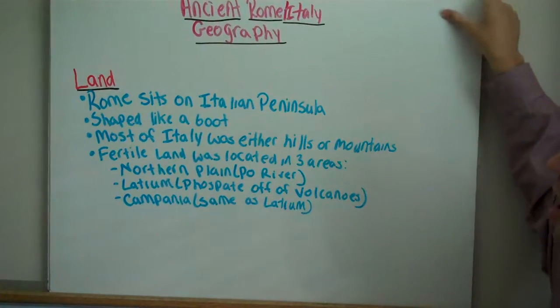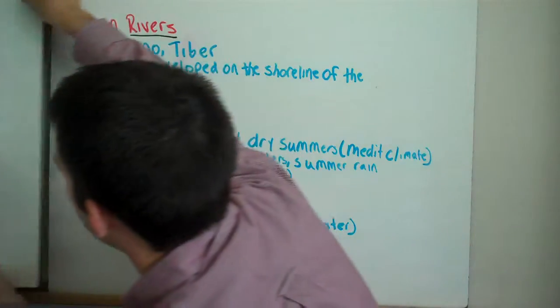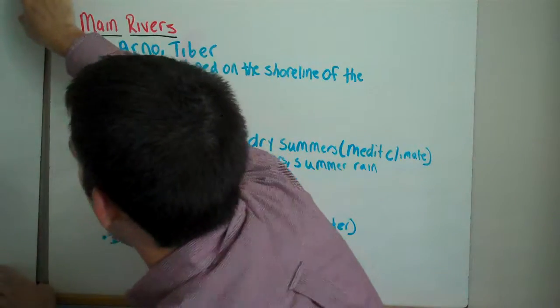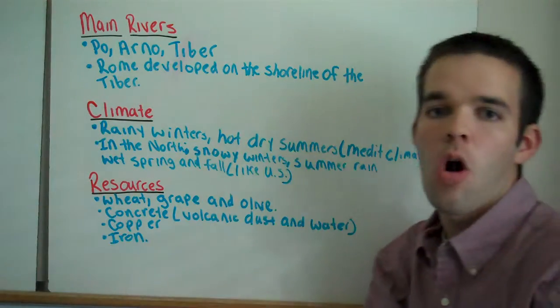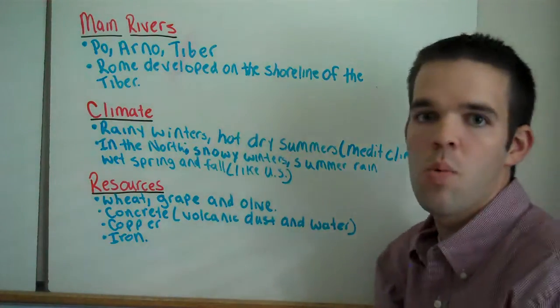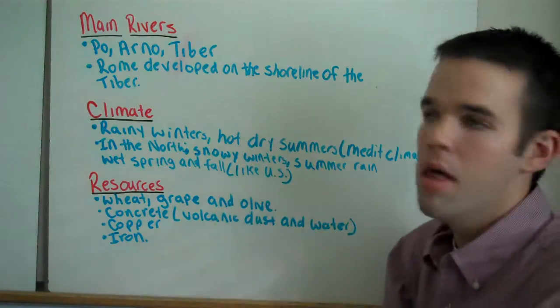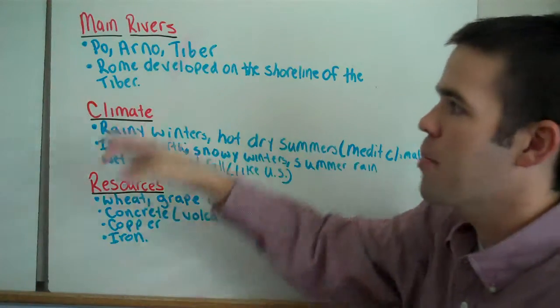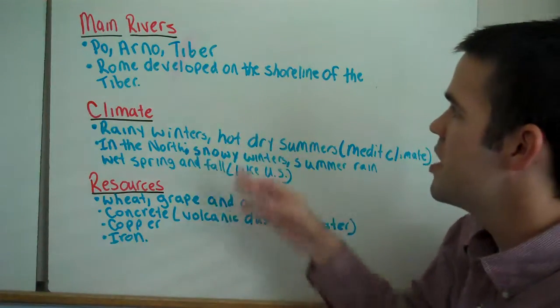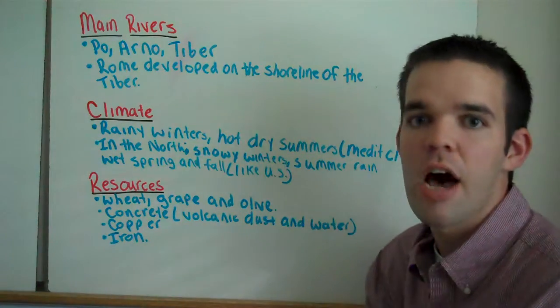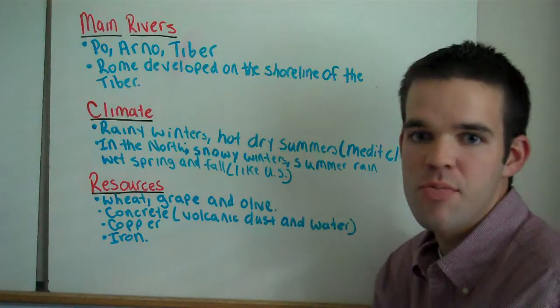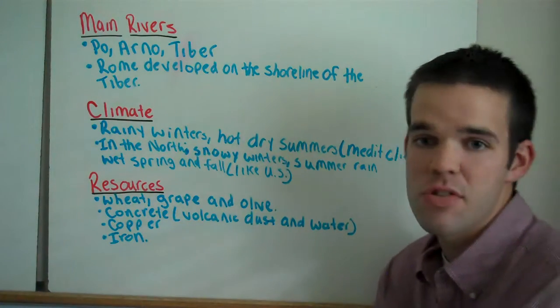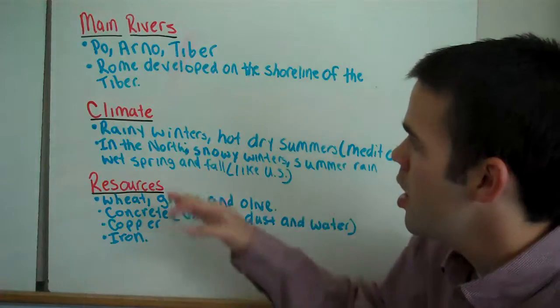Let's move on and talk about the main waterways of Rome and Italy as well. There are three main rivers of Rome, or Italy: Po, Arno, and the Tiber River. Rome developed on the shoreline of the Tiber River. That's why you see the Tiber River as close to Rome as it is.